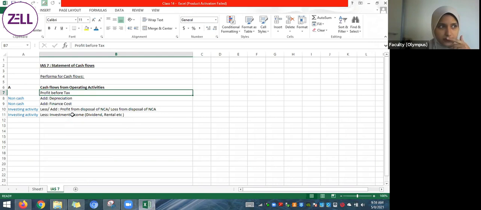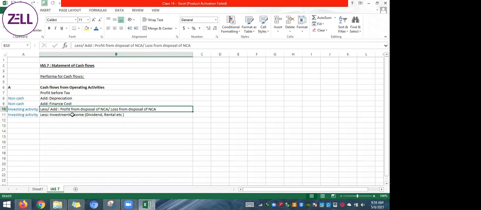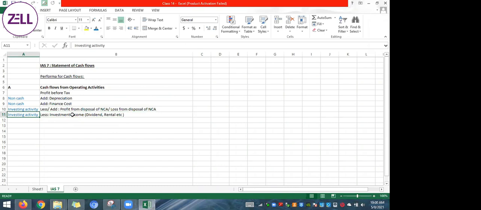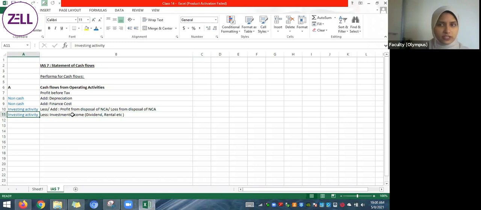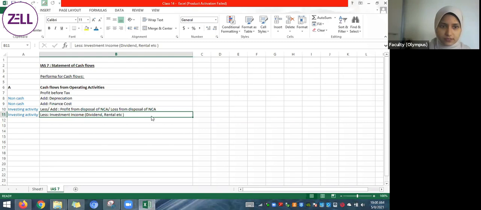Somebody else was asking: how are we supposed to treat the interest on investment income? Interest is a type of investment income, right? It's not interest on investment income. Interest income that you get, if you have given a loan to someone and there is interest income, is a type of investment income. So it's included in investment income and you will remove it from your profit before tax. Anyone else, any other doubt?